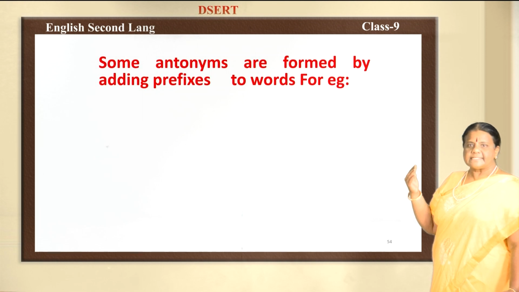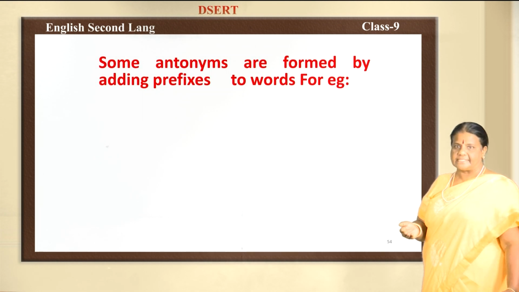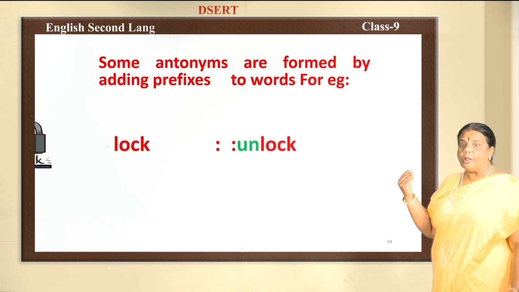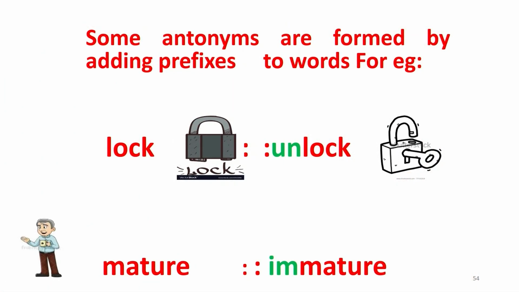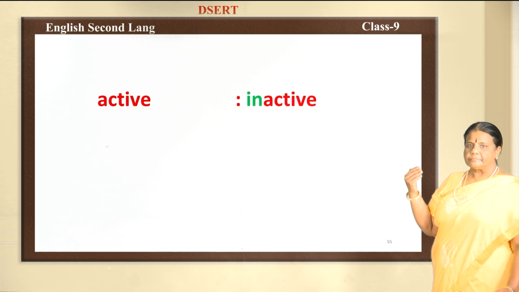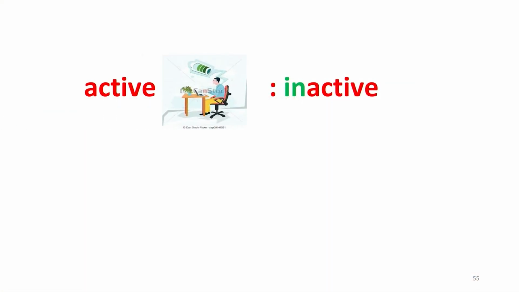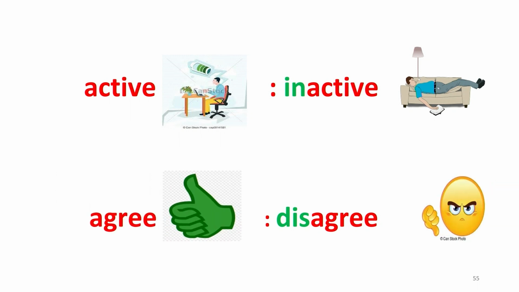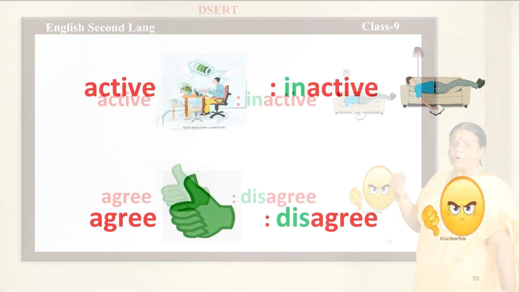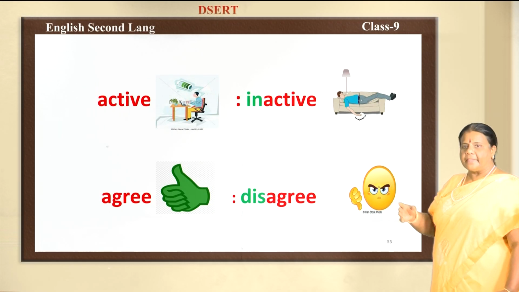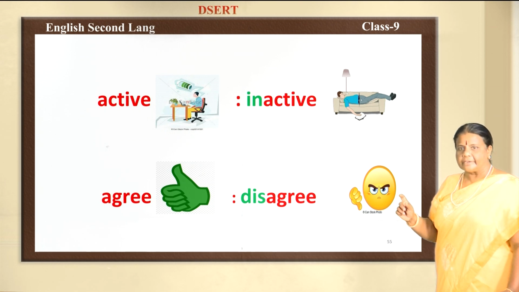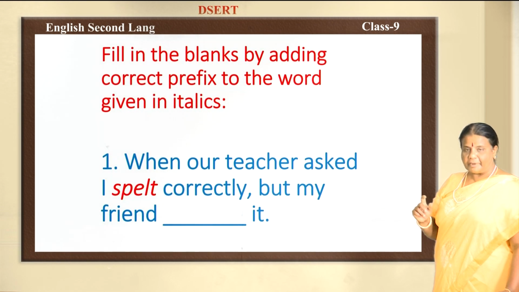For example, some antonyms are formed by adding prefixes to words. For example, here you have got, children, lock, unlock. Mature, immature. Active, inactive. Agree, disagree. So far, children, you have come to know what prefixes are and how they help in forming new meaning words, as well as how some prefixes also create new antonyms. Is it clear, children?